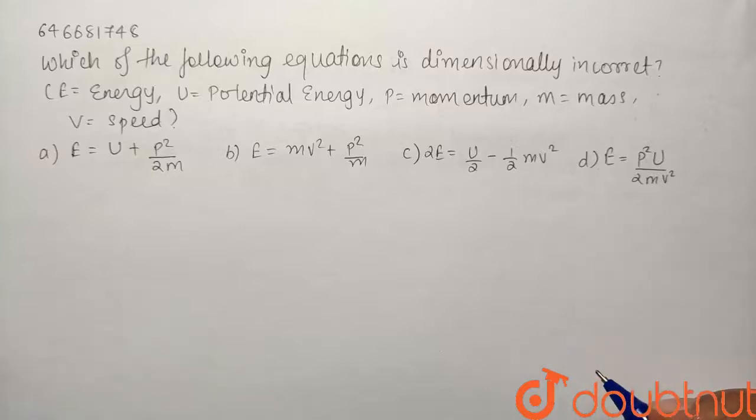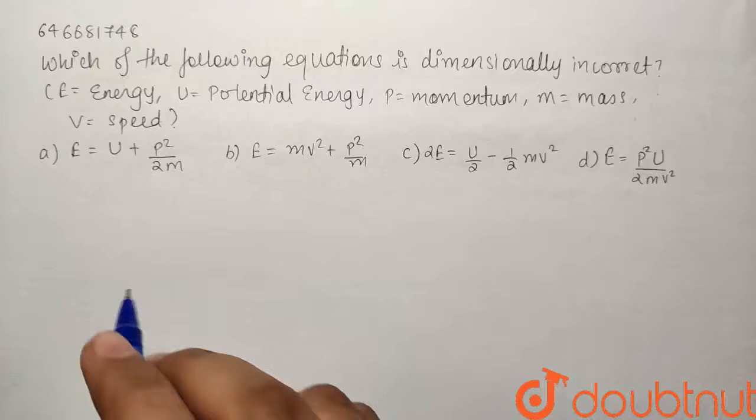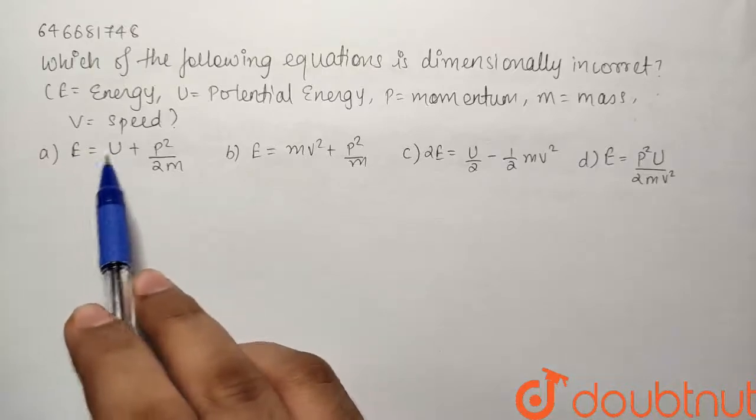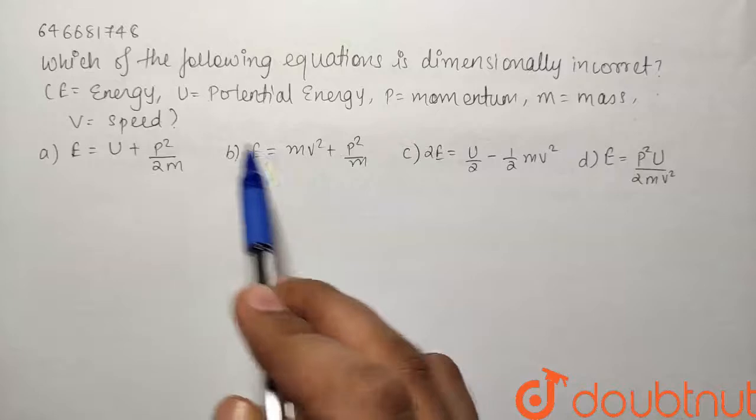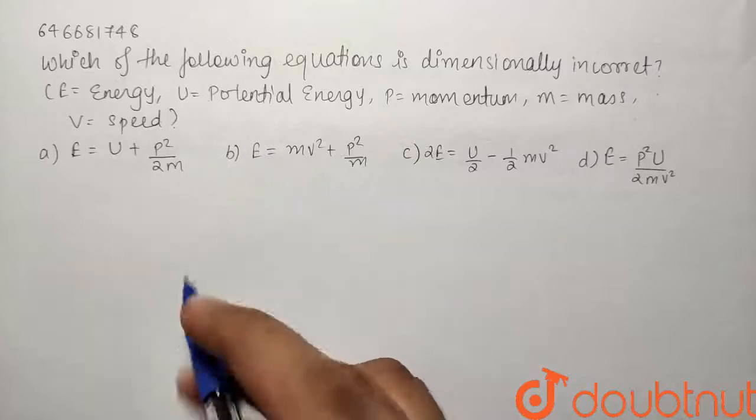Here we have a question from the chapter Dimension Analysis. Which of the following equations is dimensionally incorrect? We have been given E equals energy, U equals potential energy, P equals momentum, M equals mass, and V equals speed. So the things that we have to look out for are E, U, P square by M, mv square. These are the four typical terms that we have to take care of.